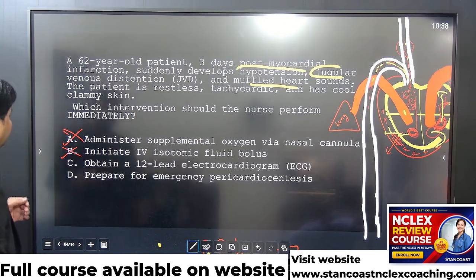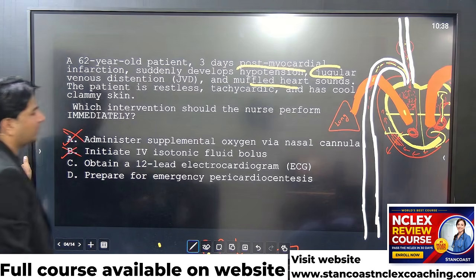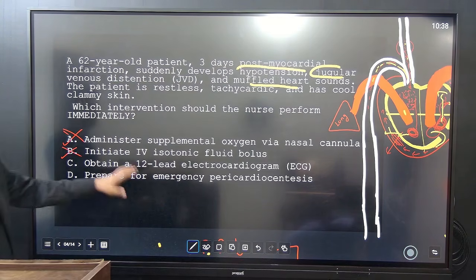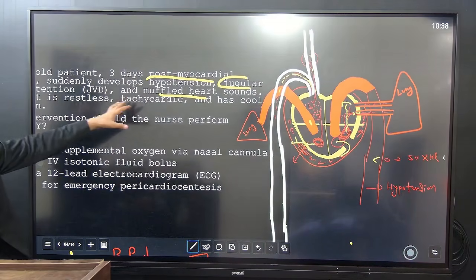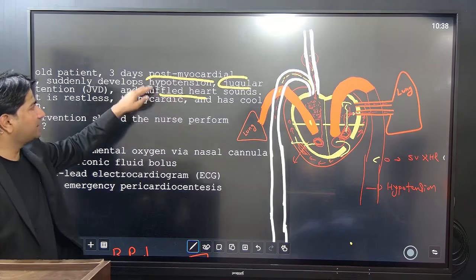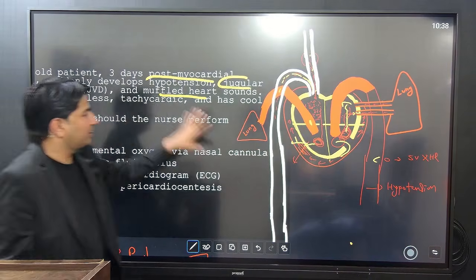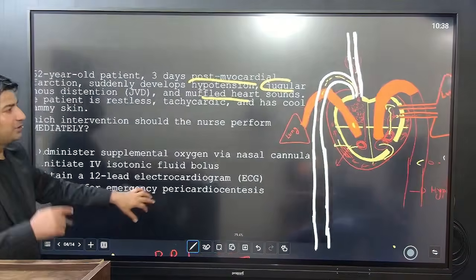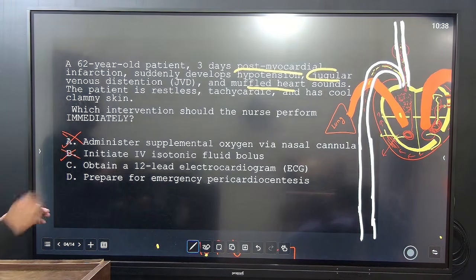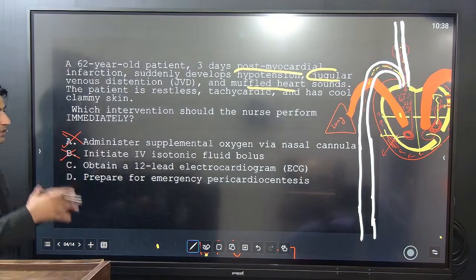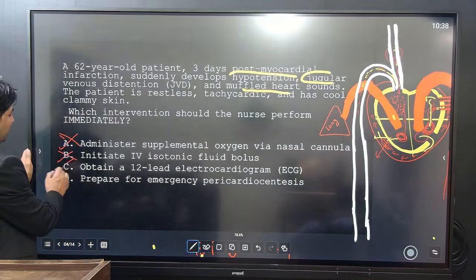Next is obtaining a 12-lead electrocardiogram, meaning performing an ECG. Now, there's no need for an ECG here because we've already identified that the patient has Beck's triad. Beck's triad means jugular vein distension, hypotension, and muffled heart sounds, and the patient has all the symptoms of an MI. So we immediately suspect cardiac tamponade. This is an emergency where you must immediately relieve that tension, that pressure, so that cardiac output increases and all the problems are resolved. So we won't do this here either.